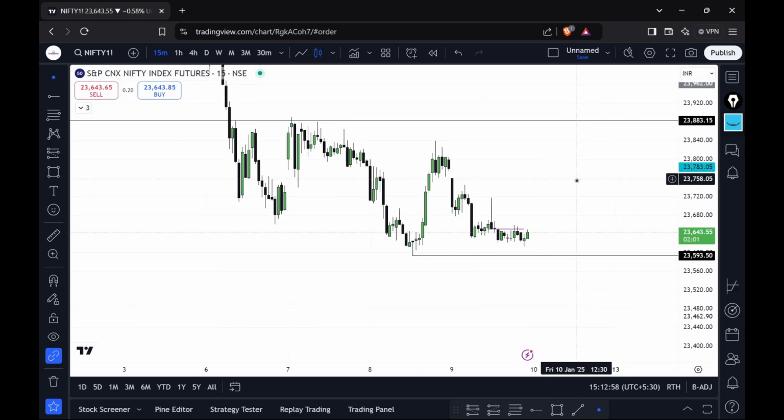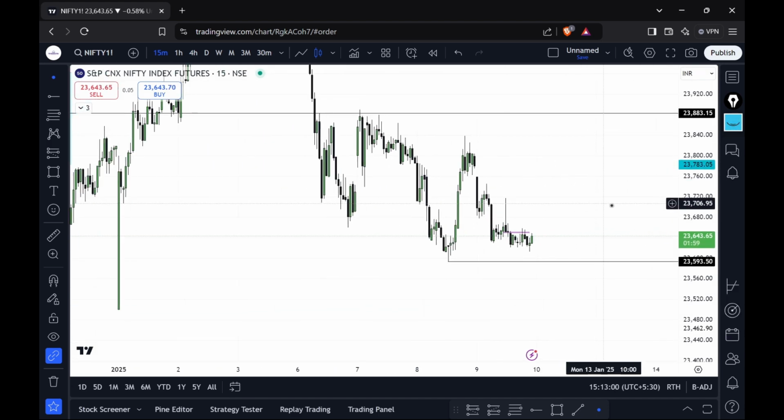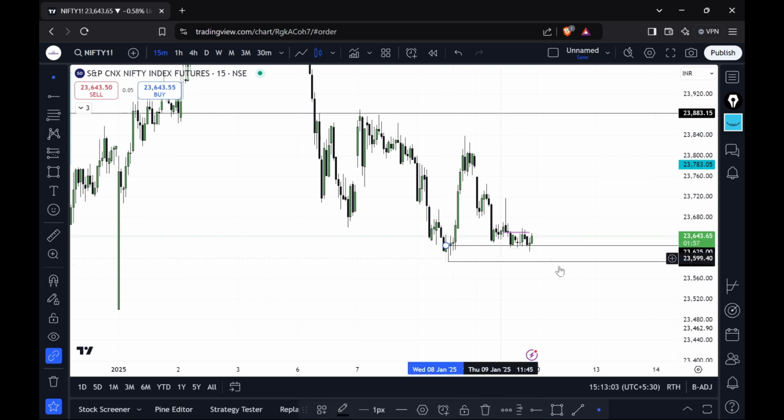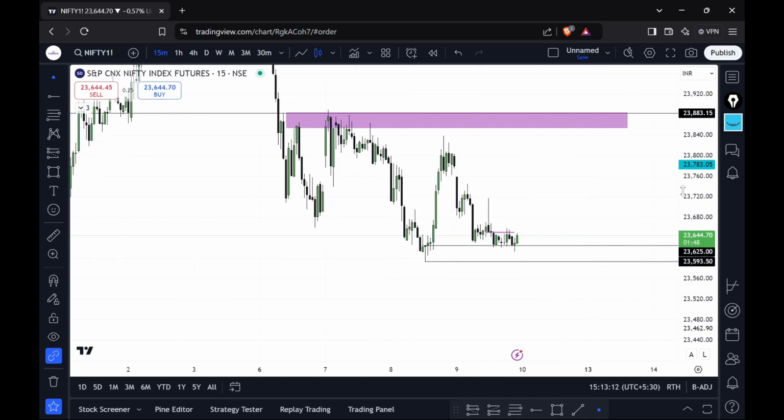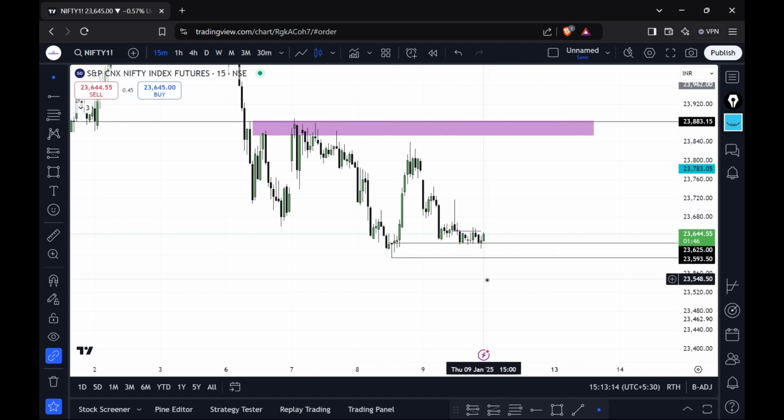All the analysis people, pro traders in the YouTube community, they'll literally tell you, this is the support zone. If the support zone breaks, go short. If this is the resistance zone, if the resistance zone breaks, go long. So that's why they'll be telling you. But trust me, guys, most of the time it doesn't work.